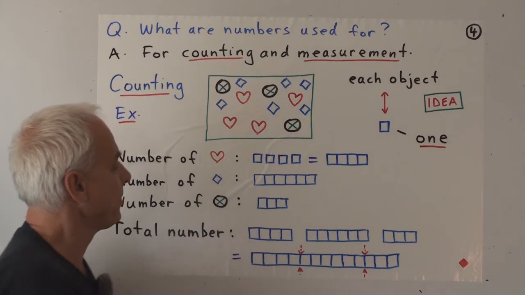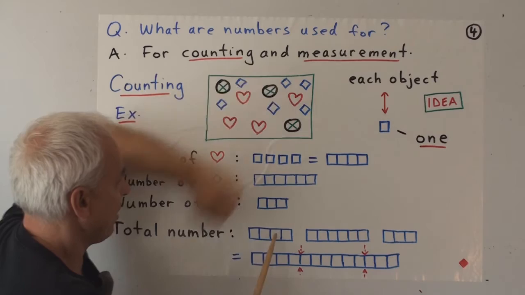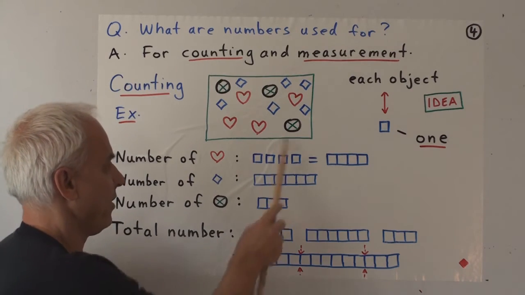Number of circles. That circle gets that cell, that circle gets that cell, that circle gets that cell. There are three circles.